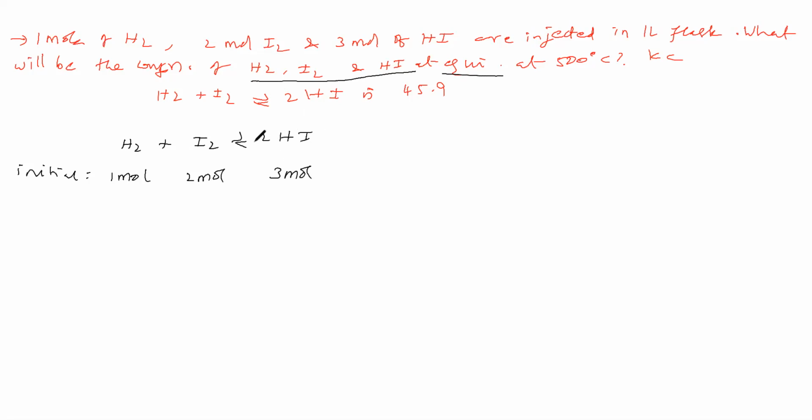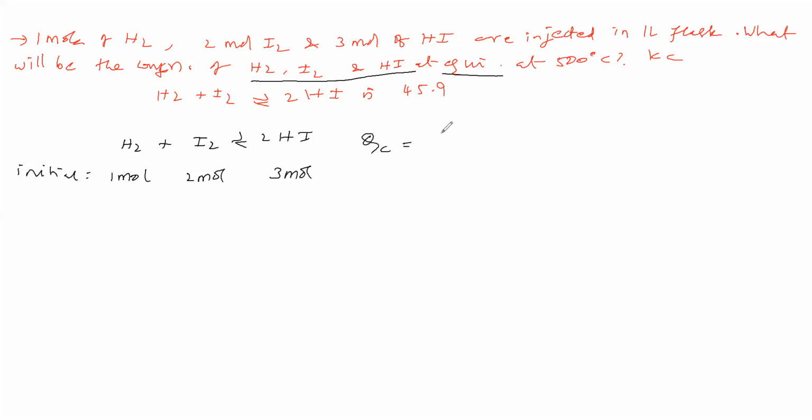So we should know whether forward is taking place or backward is taking place. We should know whether the system is at equilibrium or not at equilibrium first. Then only we can say whether forward is favoring or backward is favoring. So first we will find Qc.